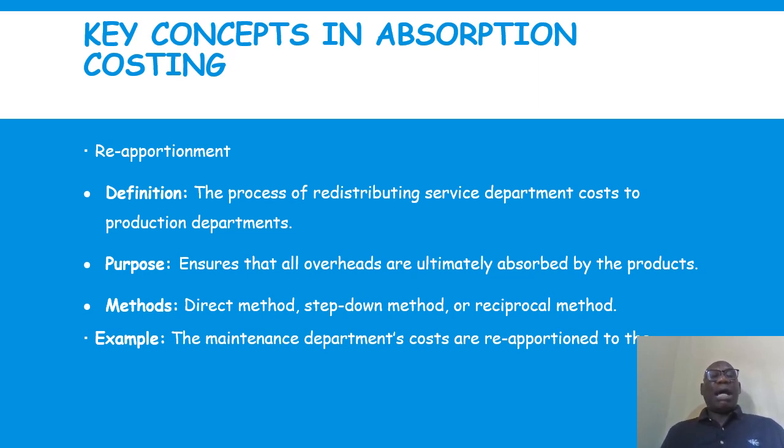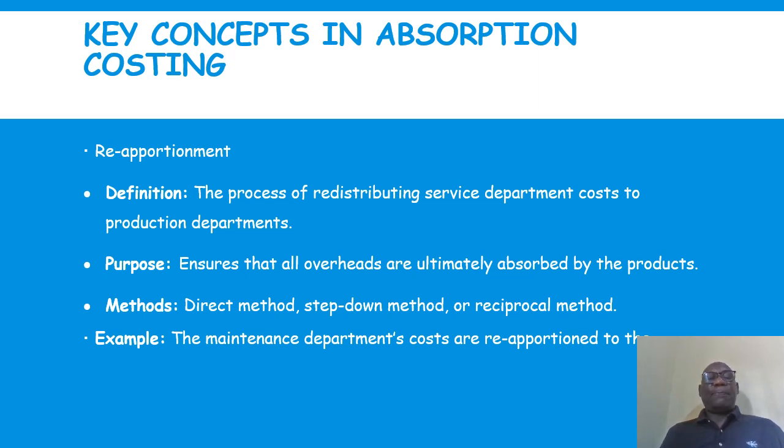So now we look at the purpose. What is the purpose of reapportionment? The purpose of reapportionment is essentially to ensure that all overheads are ultimately absorbed by the product. Now, if we appreciate the purpose of absorption costing, let us now try to look at the methods which we can use to achieve this. The methods, among others, would include the direct method, the step-down method, or reciprocal method.